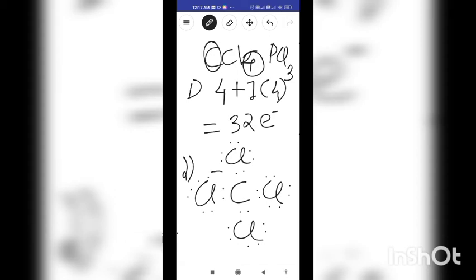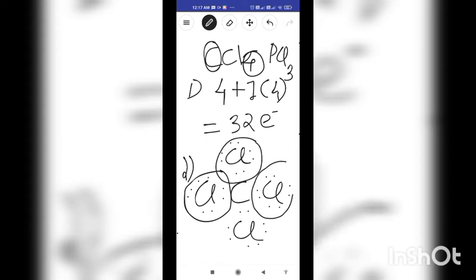So let's start from chlorine. 1, 2, 3, 4, 5, 6, 7, 8. It has completed its octet. What about this chlorine? This also completed its octet. What about this chlorine? It is also completed. Here also we can see it has completed its octet. What about the carbon? Carbon, 1, 2, 3, 4, 5, 6, 7, 8. So carbon also completed its octet. So this will be the Lewis structure of CCl4.